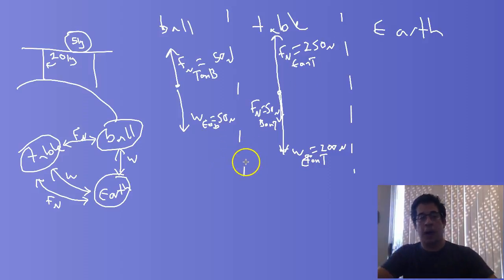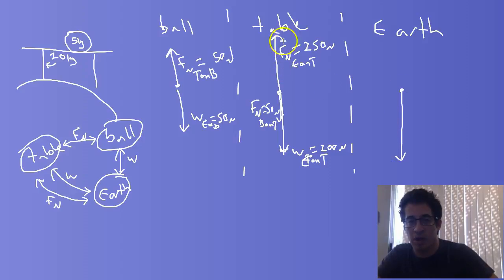Okay, and so finally, let's draw a free body diagram for the Earth. You can see the Earth has 1, 2, 3 interactions, 1 normal force, and 2 forces of weight. So the Earth feels a normal force downward, the third law pair to this force, of 250 newtons. Okay, and this is, instead of being from the Earth on the table, this is from the table on the Earth. And then it has 2 upward forces, one from the ball and one from the table.